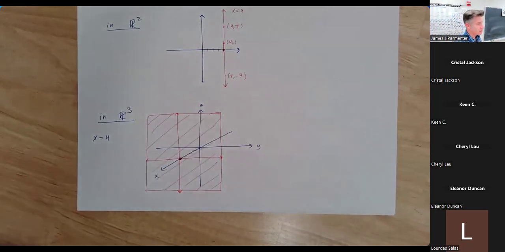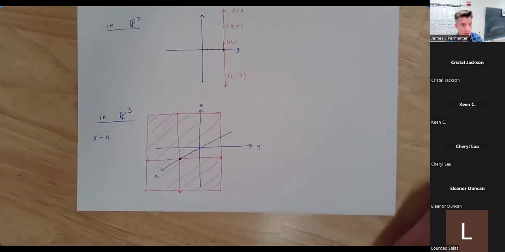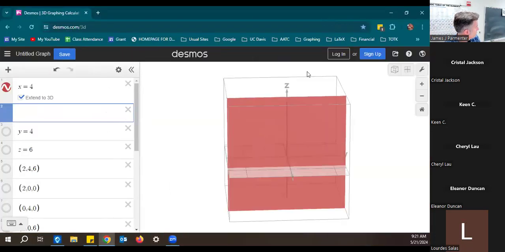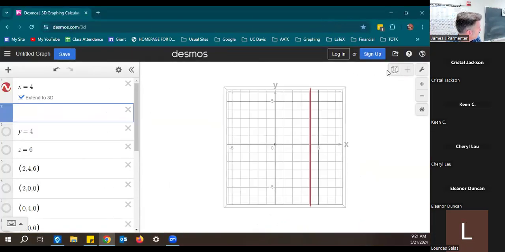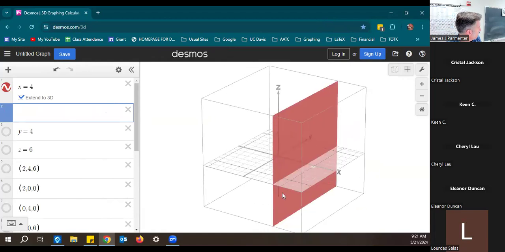This is where I would say Desmos 3D is your friend. I would encourage you all to play around with it just to get a good idea of how things look. For example, let me just change this to x equals four. I know it's not super helpful to see this, maybe. Oh, that's not the right one. So there's what x equals four looks like.